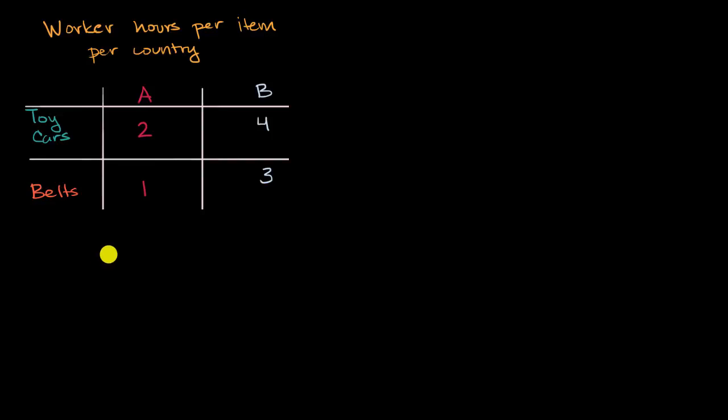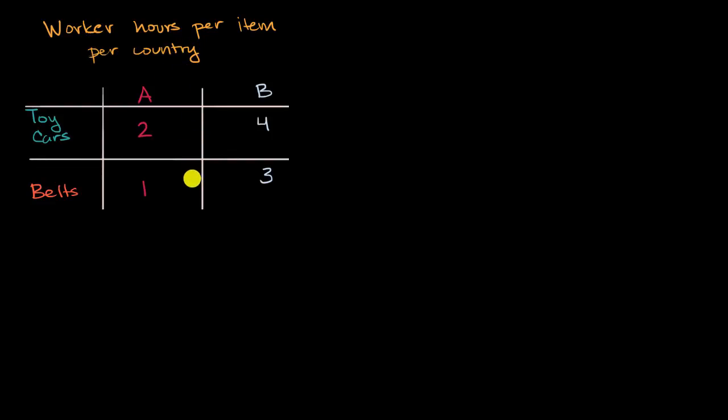In other videos, we have already looked at production possibility curves and output tables in order to calculate opportunity costs of producing a certain product in a certain country. And then we use that to think about comparative advantage. We're going to do something very similar in this video, but instead of starting with output, we're going to start with input. So right over here, we have a table that shows us the worker hours per item per country.